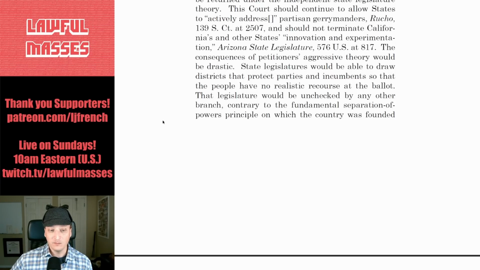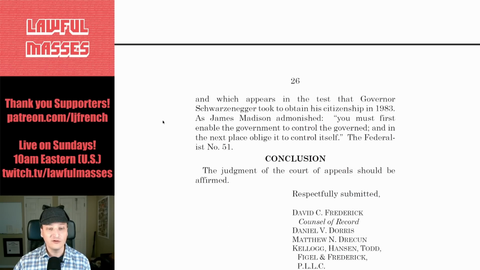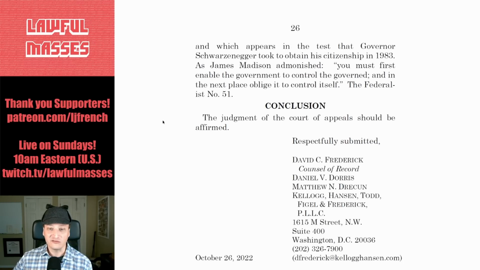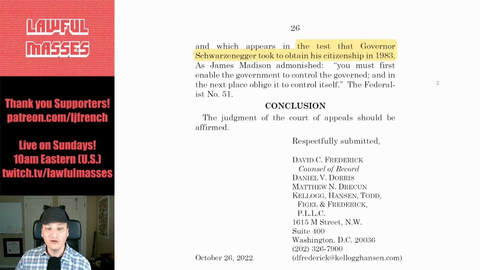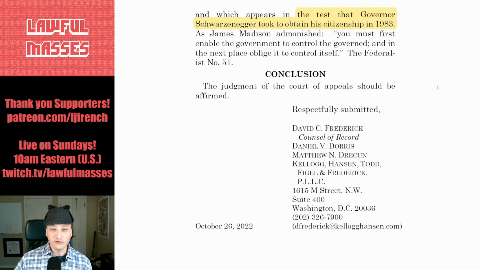recourse at the ballot. That legislature would be unchecked by any other branch, contrary to the fundamental separation of powers principle on which our country was founded and which appears in the test that Governor Schwarzenegger took to obtain his citizenship. You must first enable the government to control the governed, and in the next place oblige it to control itself. And so Governor Schwarzenegger asks the court to affirm the Court of Appeals judgment, which would have been in favor of respondents, not petitioners.